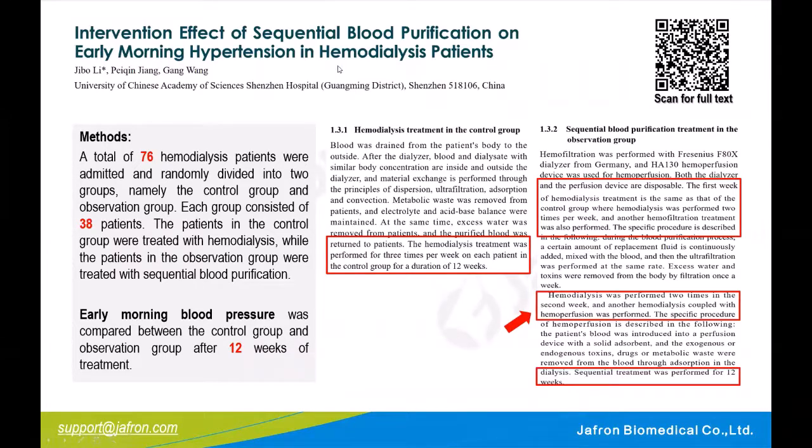It is about how the combination of hemoperfusion plus hemodialysis benefits early morning hypertension in hemodialysis patients. So in this study, there were 76 hemodialysis patients, and they were randomly divided into 2 groups, which means that in each group there were 38 patients. The early morning blood pressures were collected, evaluated, and compared between these 2 groups for 12 weeks of treatment.